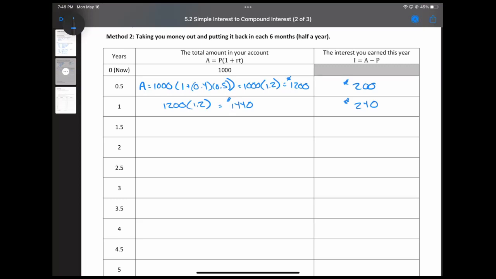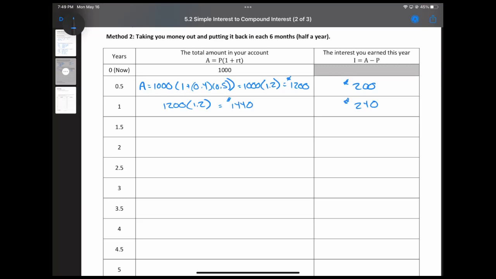Should put dollar signs on these answers just to be technical here. So now the nice thing is I actually made more interest during the second 6 month block than I did during the first 6 month block, because technically I'm building interest on the original principal, but I'm also building it on that extra $200 of interest that I already made.